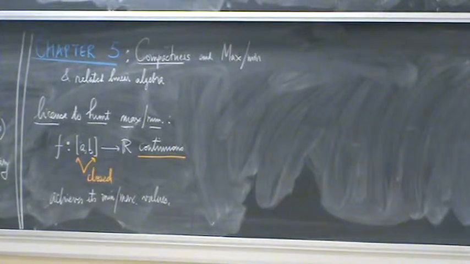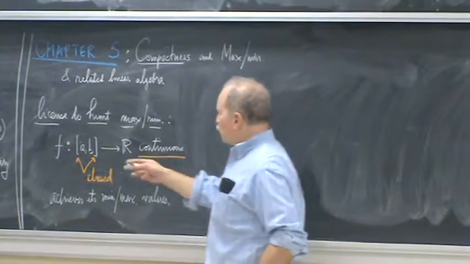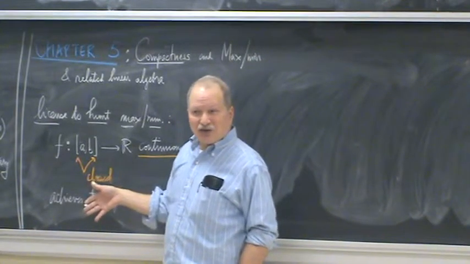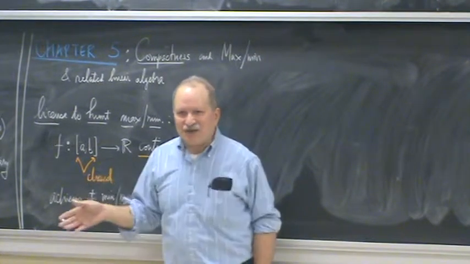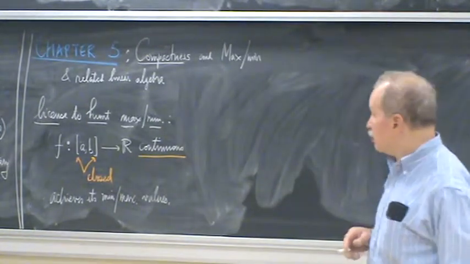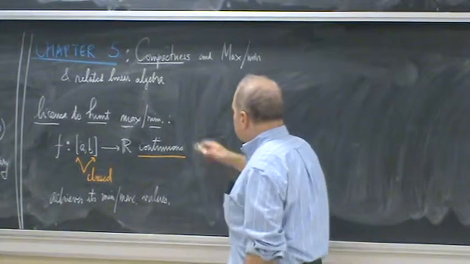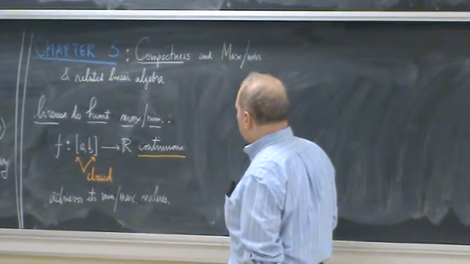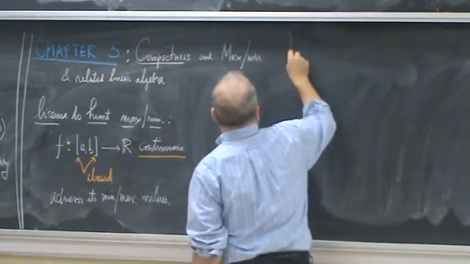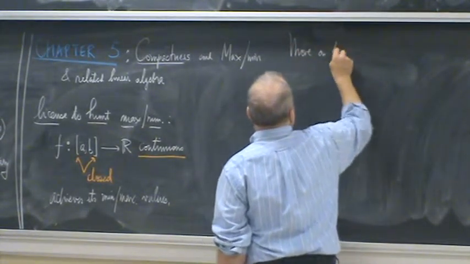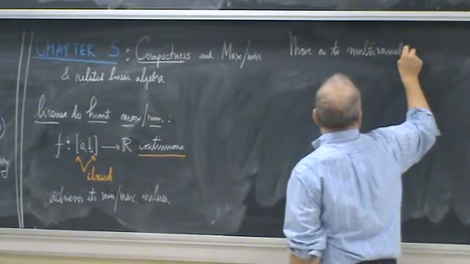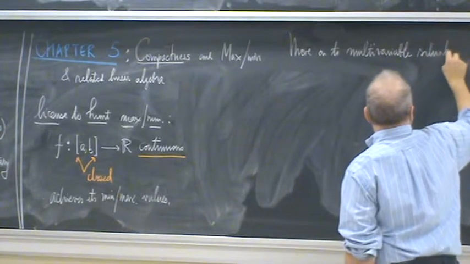Now you also had some problems to do where your domain was not a closed interval, so this theorem does not apply. And then you had to go through other means to actually be sure that you would have a max or a min. But it wouldn't be guaranteed. So we want to now deal with these kinds of questions for multivariable functions. So I want to now move on to multivariable questions here.